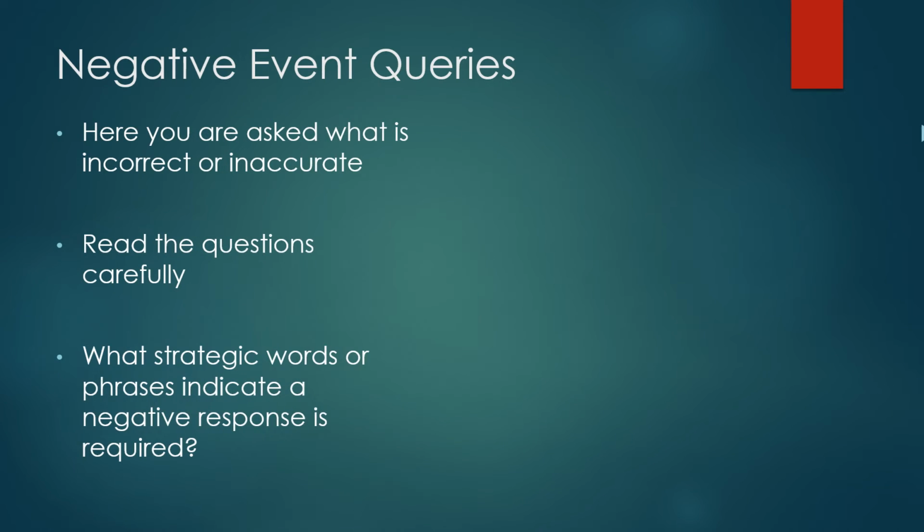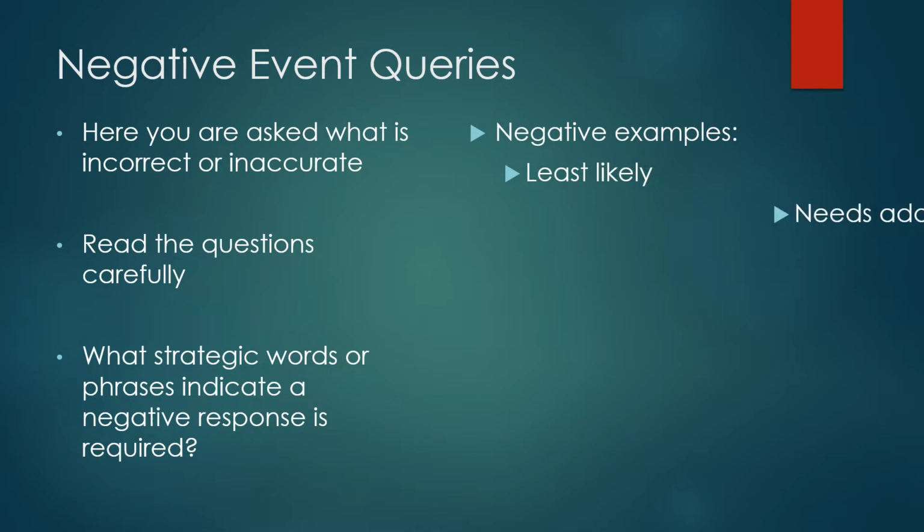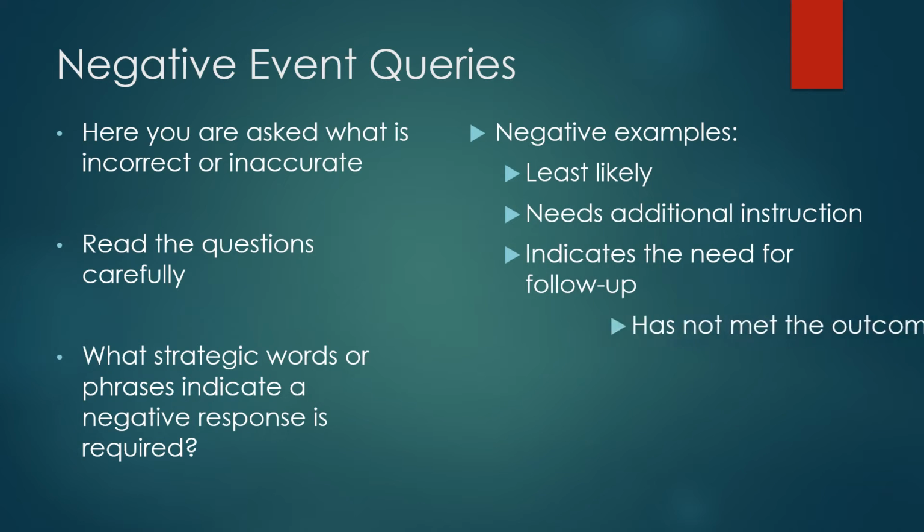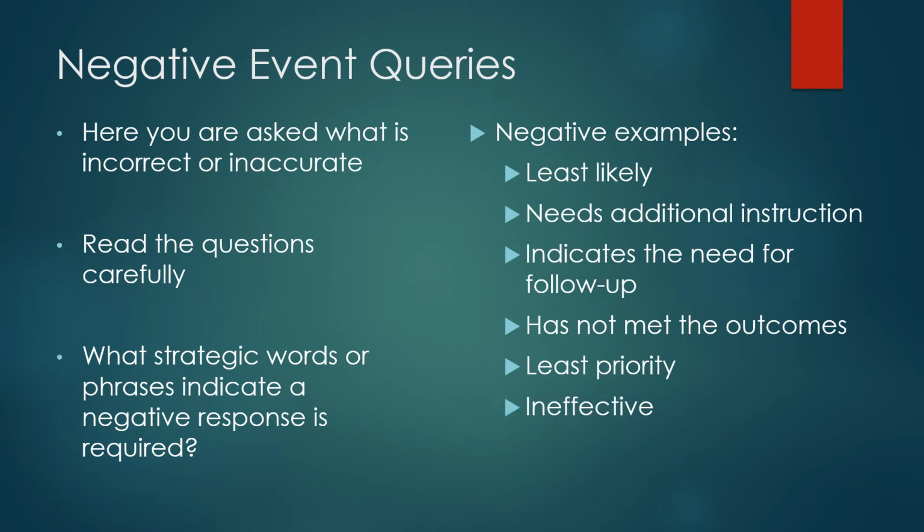Negative event queries are next. Here you are asked what is incorrect or inaccurate. Again, read the questions carefully. Identify key words and know what the question is asking for. What strategic words or phrases indicate a negative response is required? Negative examples include least likely, needs additional instruction, indicates a need for follow-up, has not met the outcomes, least priority, or ineffective. Sometimes it is necessary to reread the question to fully understand what is being asked.